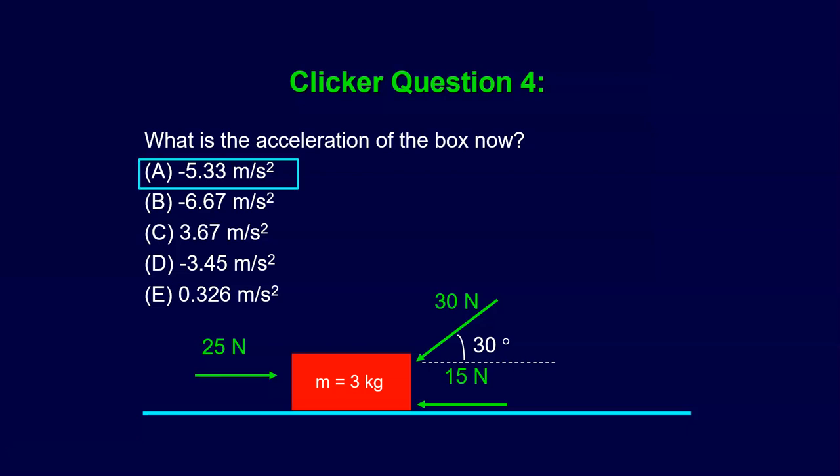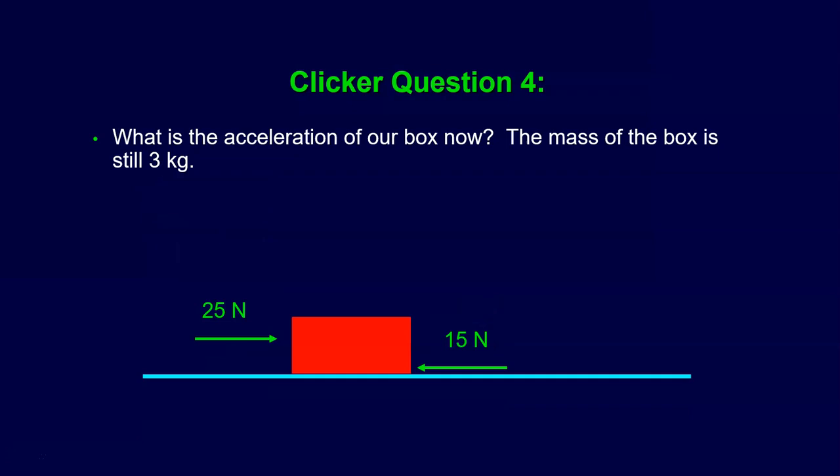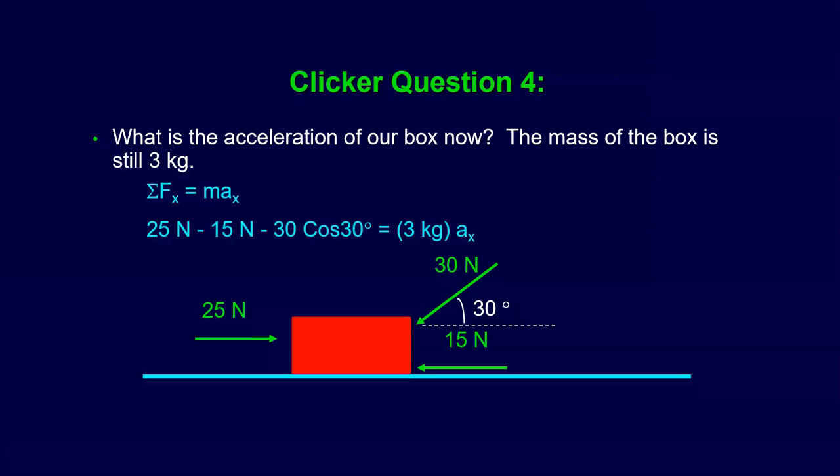All right, so hopefully you got this answer. This is again a case where you're going to want to use vectors. So if I look at the forces, it's the same 25 and 15 as before. And now here, the 30 newtons, I can think of it as having a part that presses down and a part that pushes that way in the same direction as the 15.